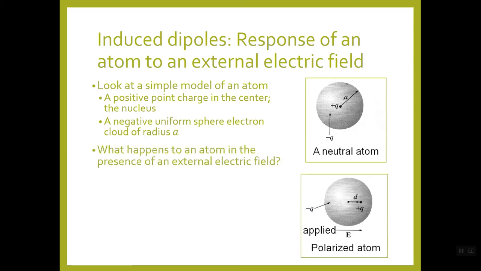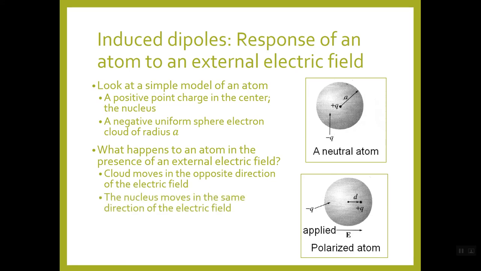So what happens to this atom in the presence of an external electric field? Let's say we apply an electric field in this direction. What's going to happen is that the negatively charged cloud is going to move in the opposite direction of the electric field, and the nucleus is going to move in the same direction as the electric field. The result is the nucleus is going to be displaced a distance d from the center of the sphere.